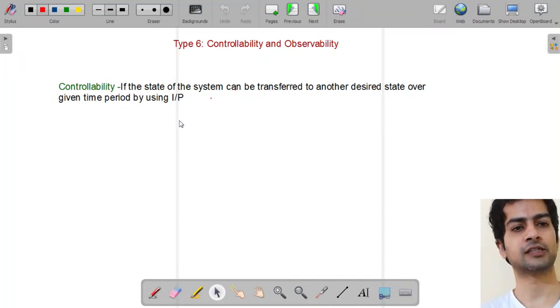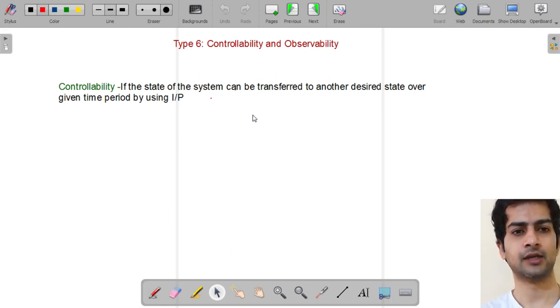Now, coming to the next category of question which may be asked in your exam, and that is how to find whether a system is controllable or observable. In this topic, I'm going to solve questions by two methods. The first method is the conventional one, and the second method is the shortcut. By using the shortcut, you will be able to solve any question within a minute. So let's see.